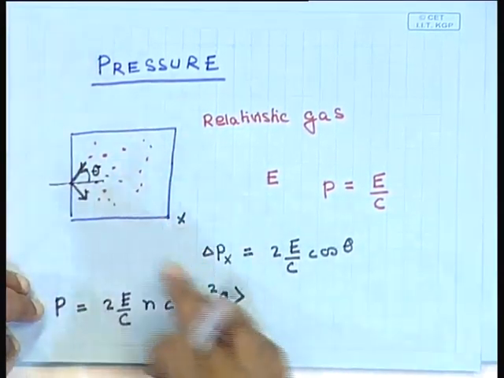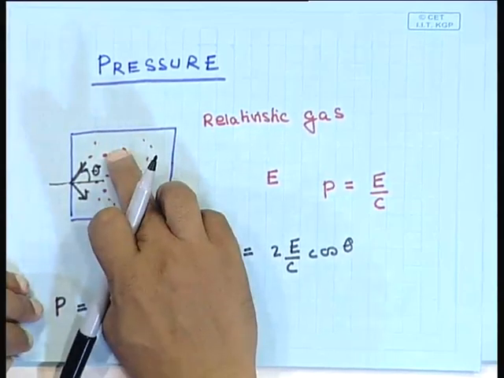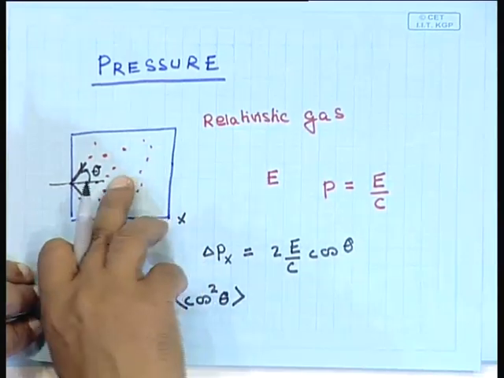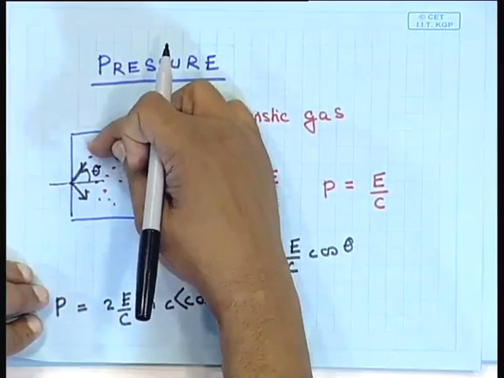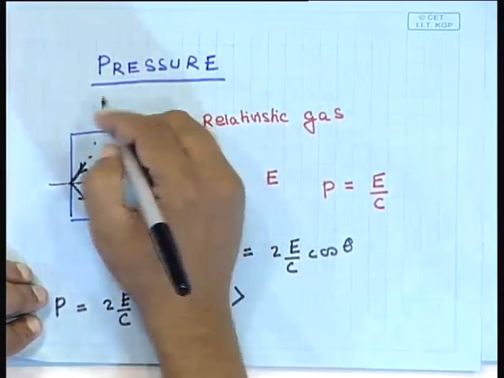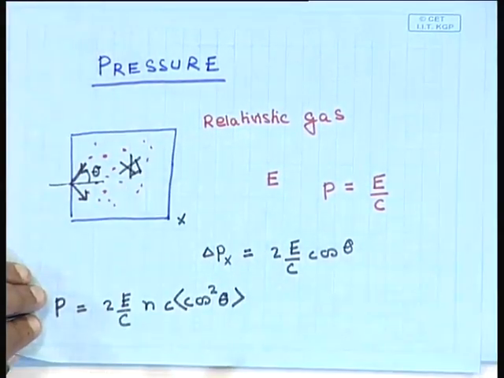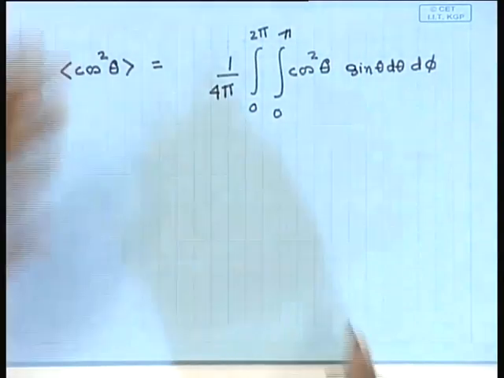Cos square theta does not distinguish between this direction and this direction. So, we have to divide by another factor of 2, because the particles moving in the opposite direction, we are interested only in the particles moving this way, we are not interested in the particles moving like this. So, we have to divide again by a factor of half.